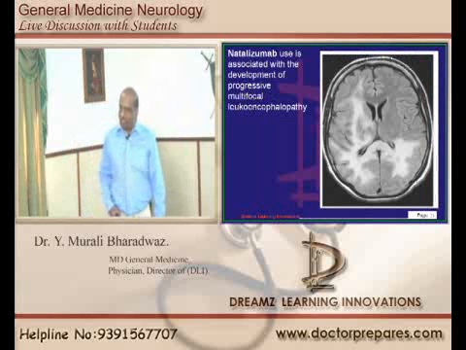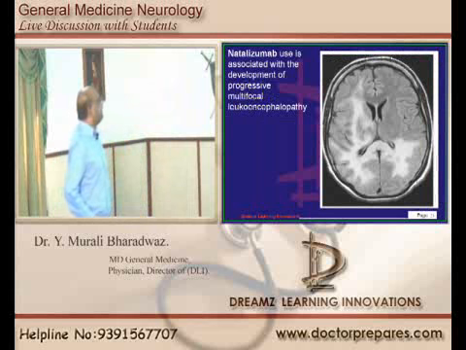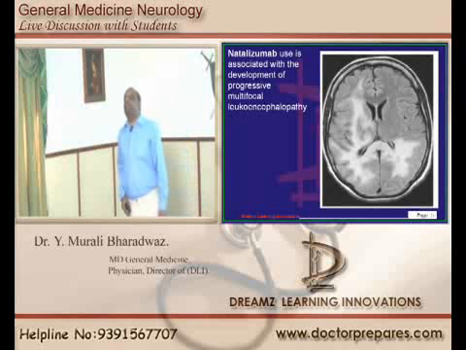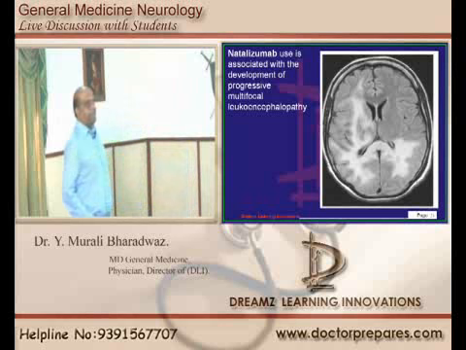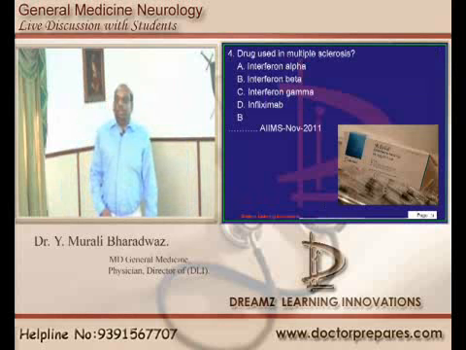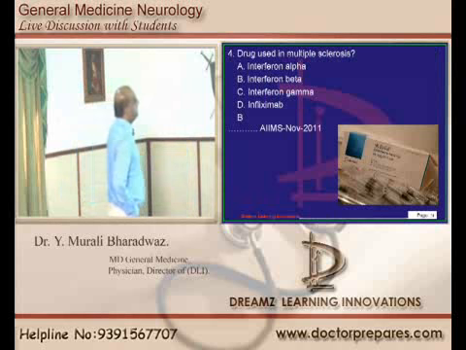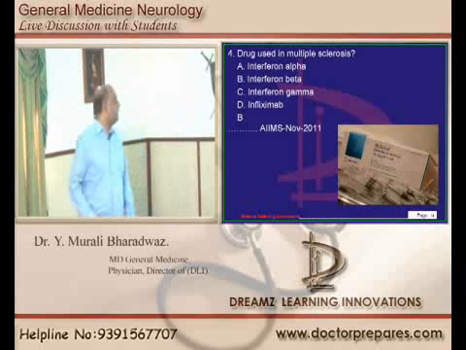Natalizumab is a good drug, but with its usage there is one important problem: progressive multifocal leukoencephalopathy is one of the important complications that we need to fundamentally remember. Now, what is the drug used in multiple sclerosis out of all this? It is the interferon beta which is most commonly used.